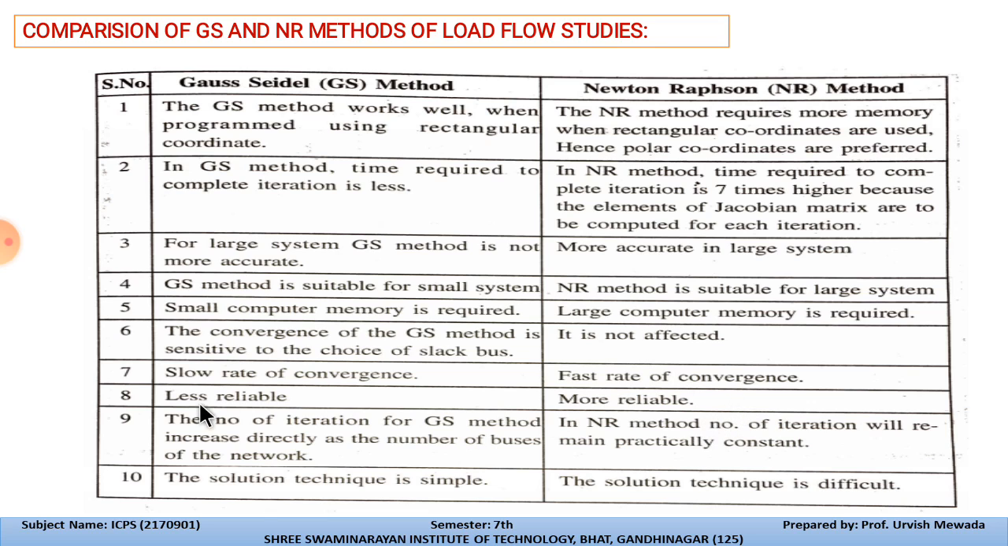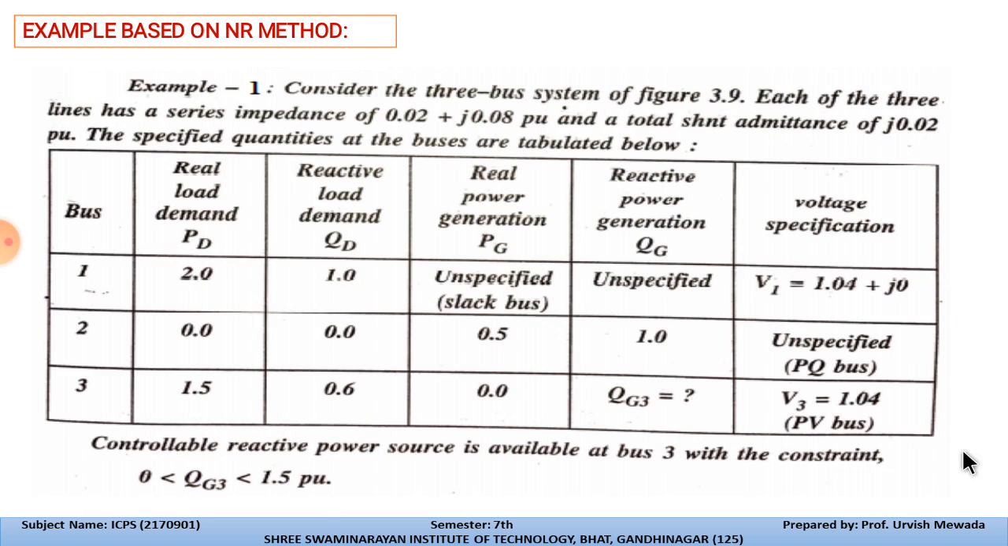Stability. The number of iterations for the GS method increases directly as the number of buses of the network increases, and in the NR method the number of iterations remains practically constant for the given system. The solution technique for the GS method is simple, and the solution technique for the NR method is quite complicated. So this is the difference between the GS and NR methods.